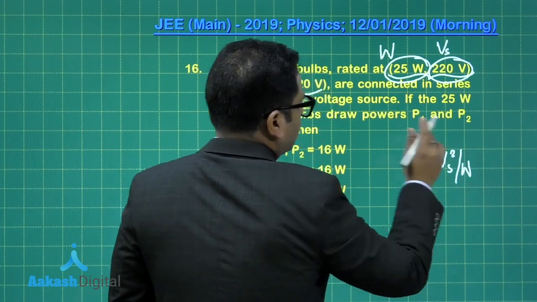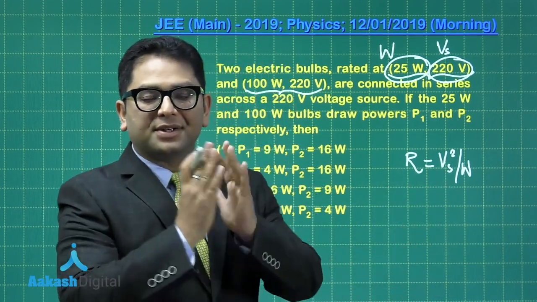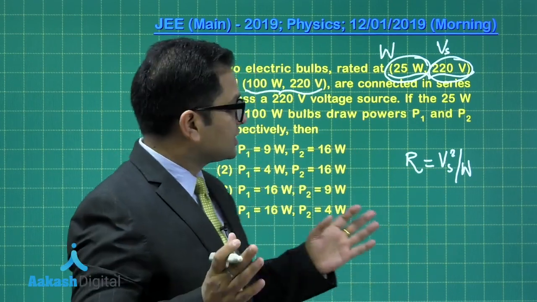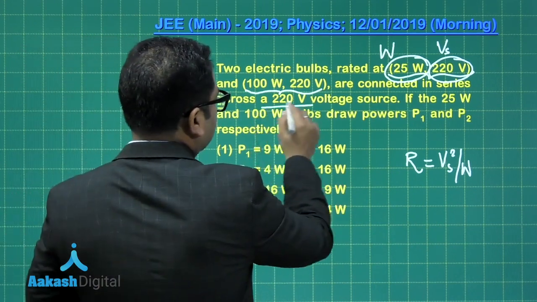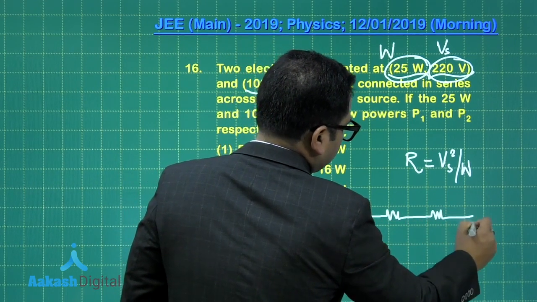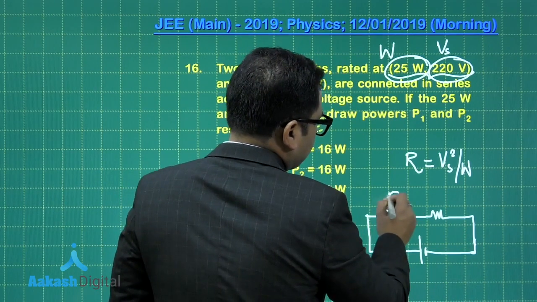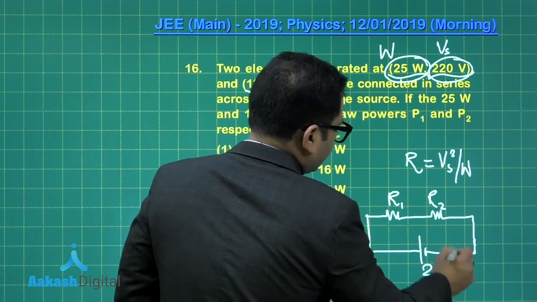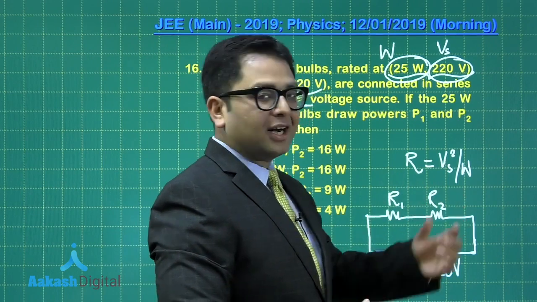by W. So the first thing you did is that from their respective wattage rating and specified voltage, we have calculated the resistance. The resistance is known, and now that system is connected across 220 volt. I think it has become a very fundamental question that two resistors are connected in series across 220 volt, and you need to calculate the power drawn by R1 and R2.